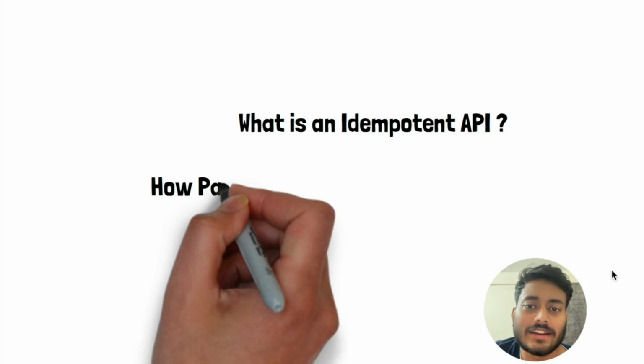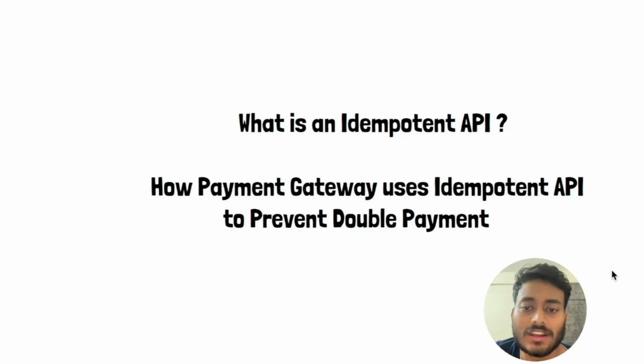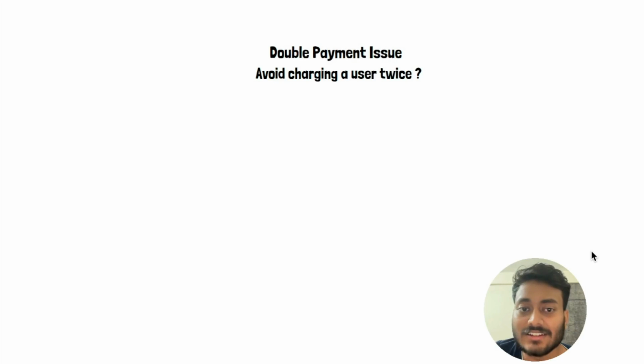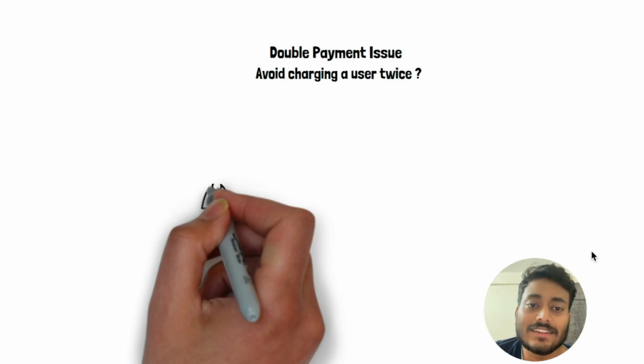So we'll see what is an idempotent API and how a payment gateway uses an idempotent API to prevent double payment. Building a payment service is challenging, and an even more challenging problem is how to avoid charging a user twice. Let us see how it can happen.